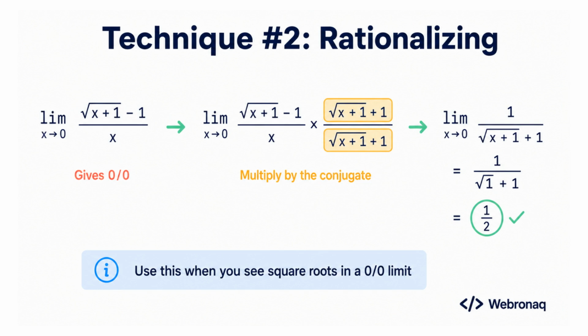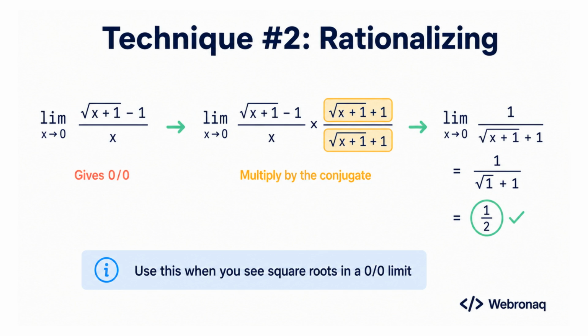We multiply the top and bottom by something called the conjugate. The conjugate is just the same expression with the sign flipped, so root x plus 1 plus 1. We multiply both numerator and denominator by it, which is the same as multiplying by 1, so the value of the expression doesn't change. Why bother? Because when you multiply the top out, the square roots disappear.